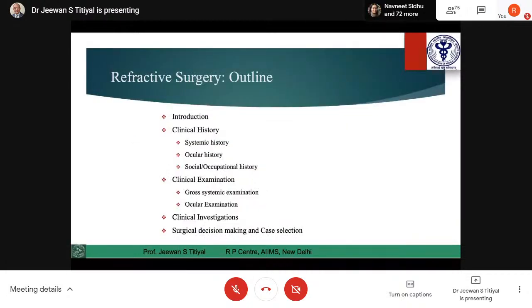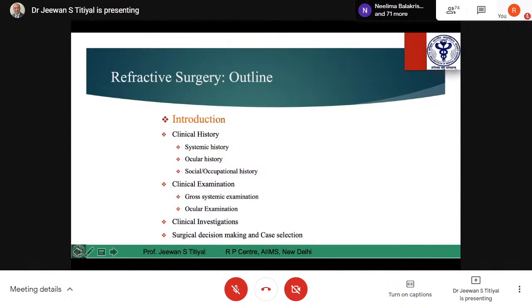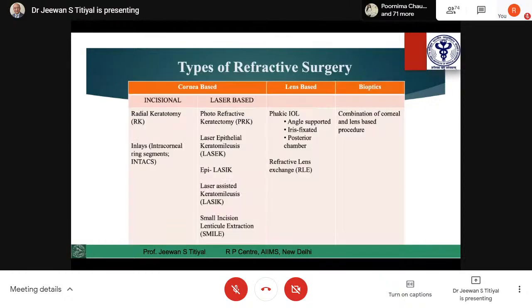So today, let's meet the requirements of refractive surgery workup. We're going to start with a little introduction to refractive surgery, then history taking, examination, and the surgical procedure as such. Looking at the introduction, you all know, as I talked about, we have various types of refractive procedures currently being practiced.